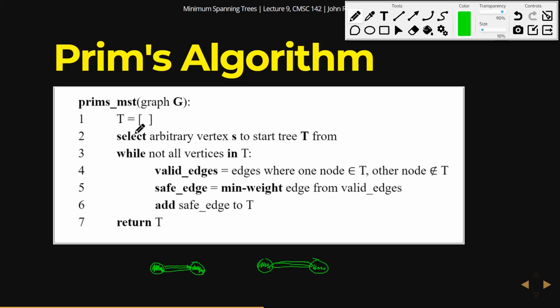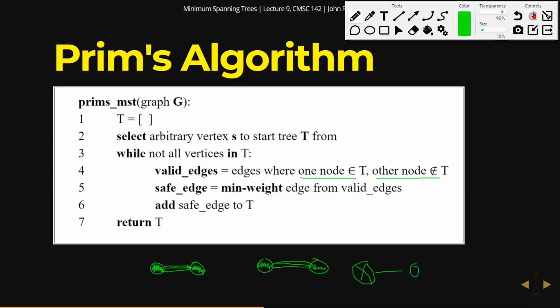Putting all of that in a pseudocode, so your tree would be empty initially. You select an arbitrary vertex S to start the tree from, okay? And then while not all vertices are part of the tree, select the valid edges, which are the ones where one node is part of the tree and the other node is not yet part of the tree. So again, one node is already processed, the other one is not yet, okay? And then the safe edge would be the minimum weight edge from the valid edges. Then you add that safe edge to the tree and repeat until you span all vertices.